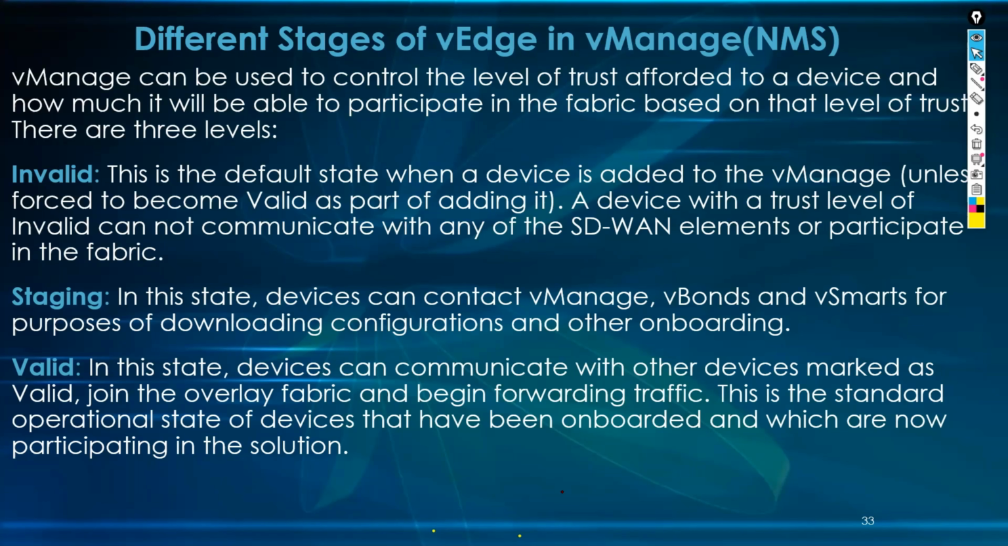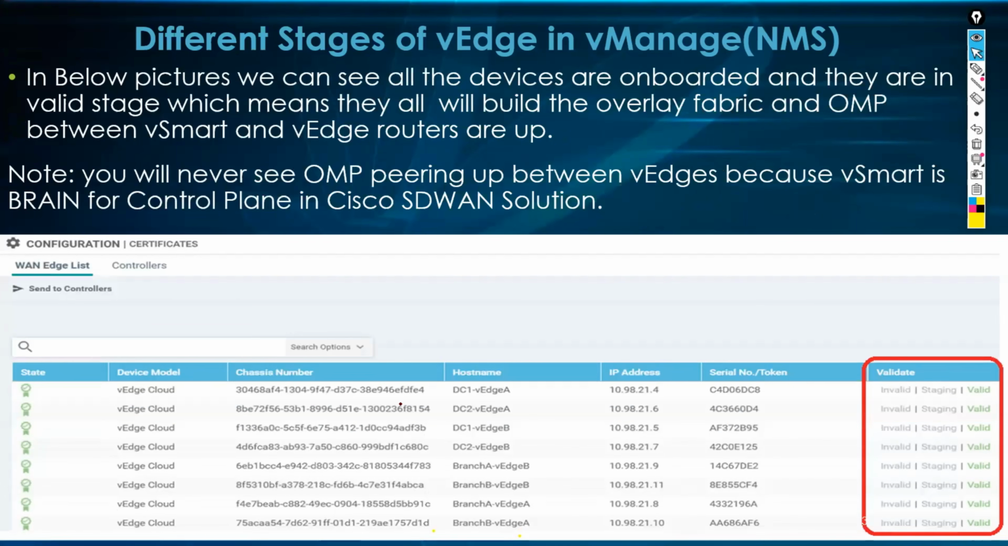In the valid state, the device is formally ready to take care of traffic forwarding. As soon as you join, you are ready to send traffic, right? So this is the final state where our device usually remains. When we see in the vManage, staging is done when you are doing pre-provisioning or onboarding the device, right?